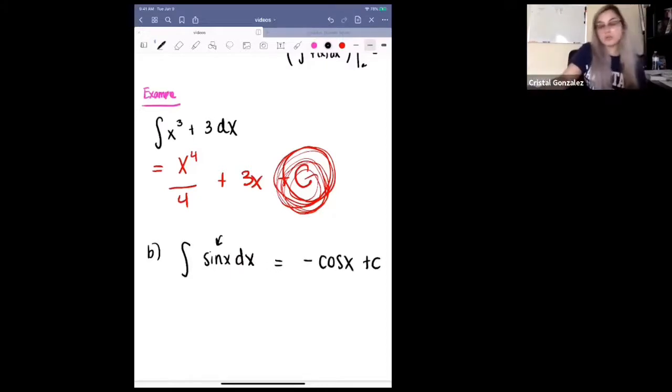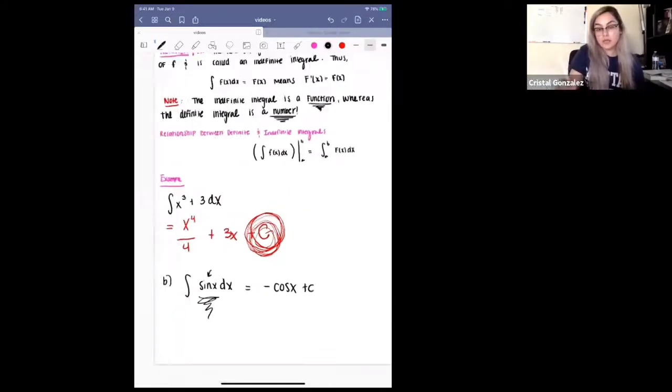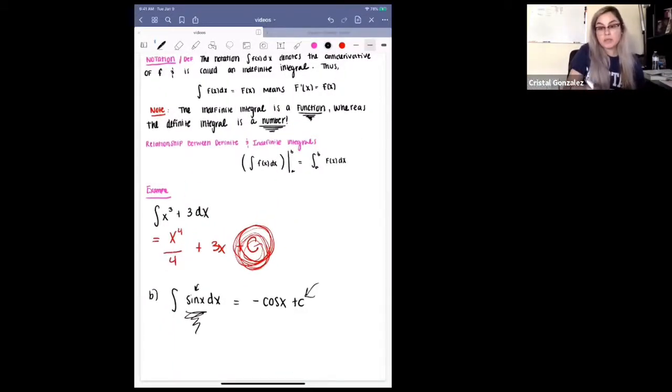Because the derivative of negative cosine is positive sine, which gives me this positive sine here, which means we took the antiderivative correctly. And then we can't forget that plus c. If you forget that plus c, I'm going to take away major points on your exam. So please do not forget that plus c.